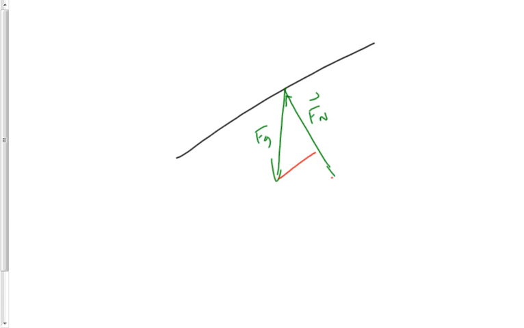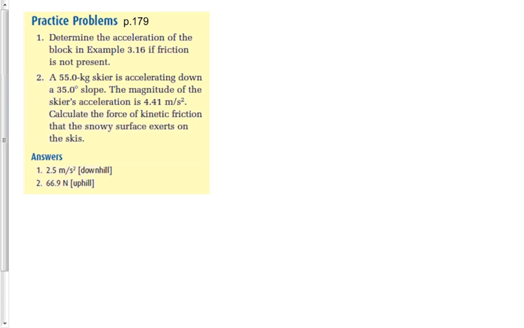And if you've drawn Fn a little bit too long to make F parallel parallel to the hill, then just shorten it up a little bit. F parallel and Fn always have to be 90 degrees. And F parallel always has to be parallel to the hill. That's why we call it F parallel. All right, try those two questions, please, on page 179.